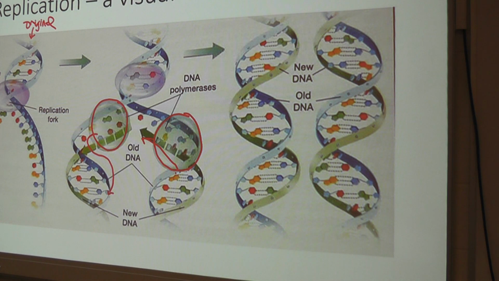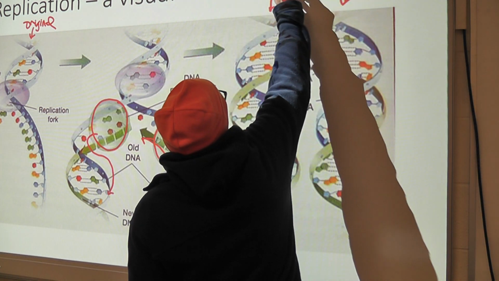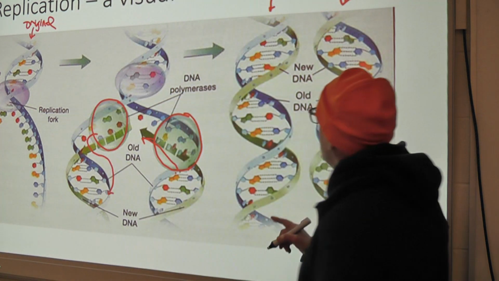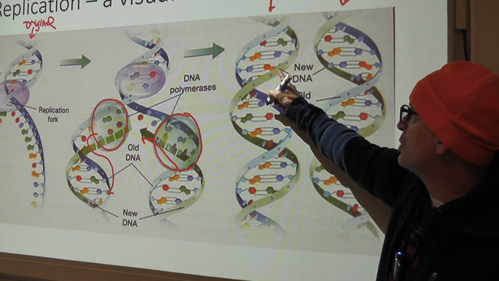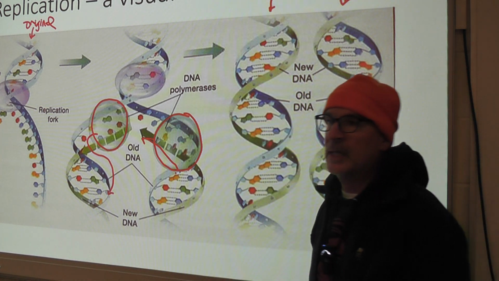And then ultimately what you end up with are two replicates. These are copies of the original DNA, but each of them consists of one strand of new DNA that was added to one of the original old strands of DNA.